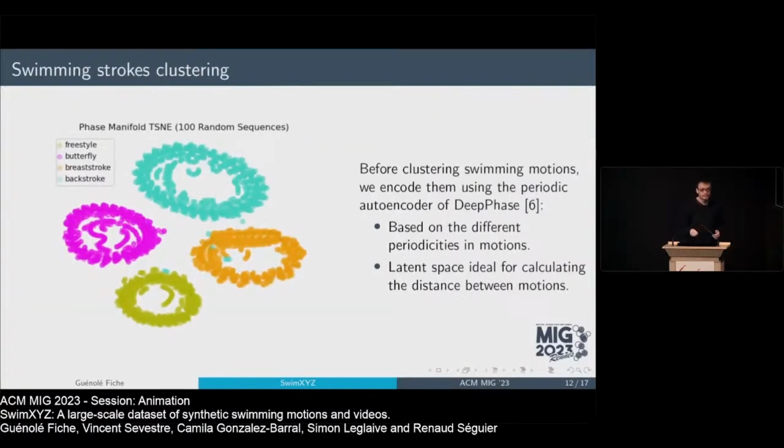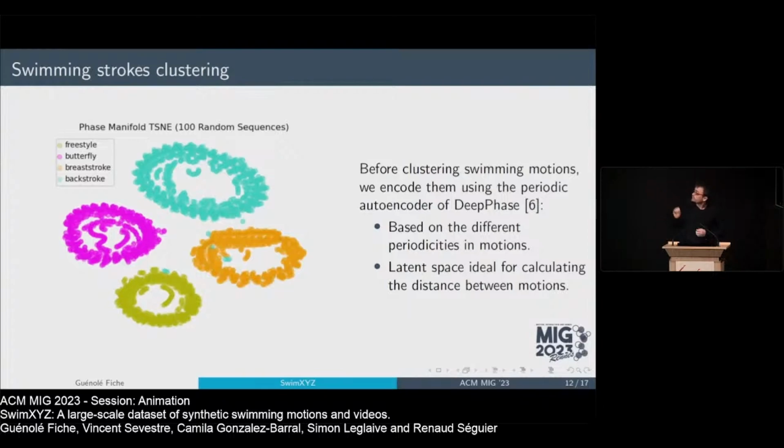So we demonstrate use cases of SwimXYZ. So first we can use it for swimming stroke clustering. So for doing that, the first thing we did is that we encoded all the motions using the periodic autoencoder of DeepPhase. So basically it's an autoencoder which will use the periodicity in motion to encode them. And the nice thing with it is that in the latent space, it's particularly adapted for calculating distances between motions.